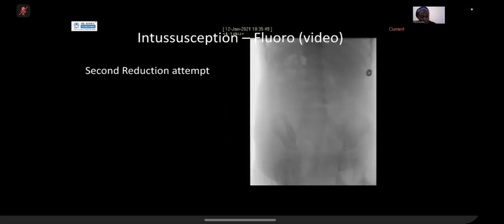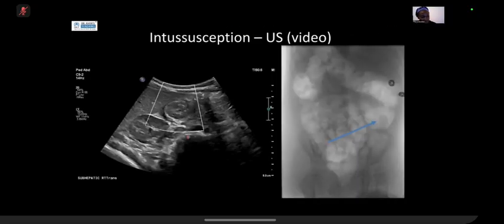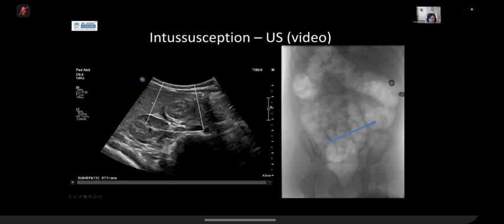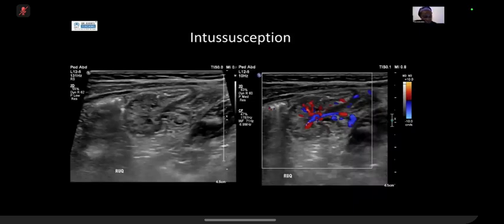So we go on to do an ultrasound. So if you go to the next slide, does that play? That might not play. Wait. Oh, this is the one that plays. No, doesn't play. Okay.